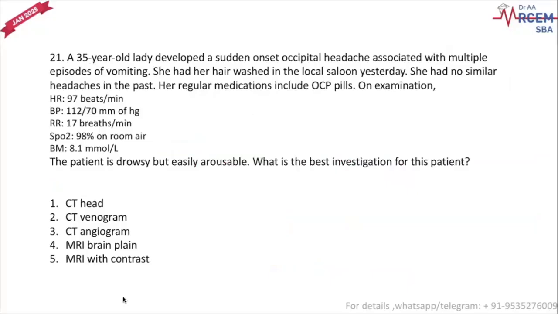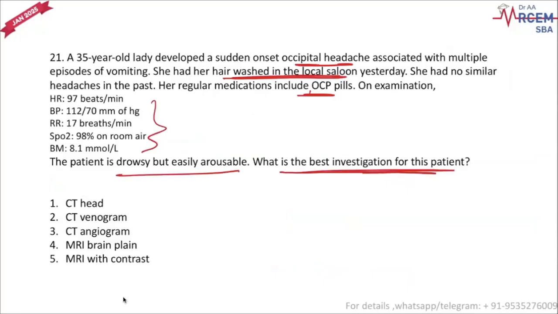A 35 years old lady develops a sudden onset of occipital headache associated with multiple episodes of vomiting. She had her hair washed in the saloon yesterday. She had no similar headaches in the past. She is on OCP. Examination shows she is drowsy but arousable. What is the best investigation they are asking?